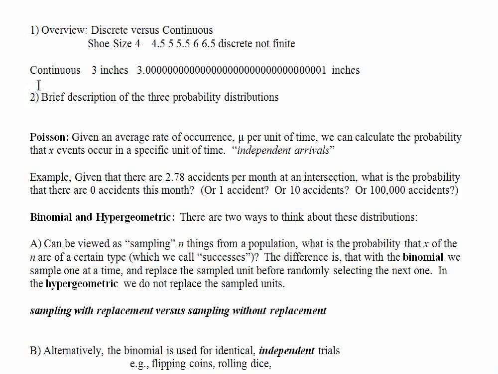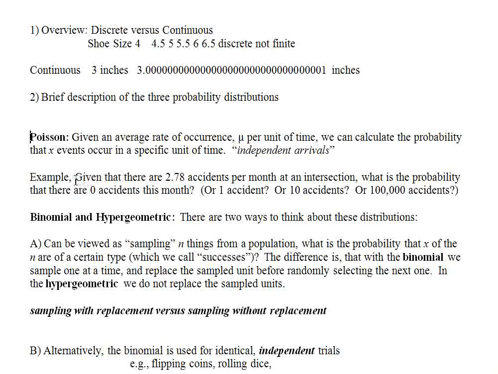Briefly speaking, the Poisson distribution is usually used when we're modeling arrivals, or how many times something happens during a certain time period. An example might be, given an average rate of any kind of occurrence, which we call mu per unit of time, we calculate the probability that x, 0, 1, 2, or 3, events occur in that specific unit of time. And we talk about independent arrivals. These things that are happening over time happen independently.